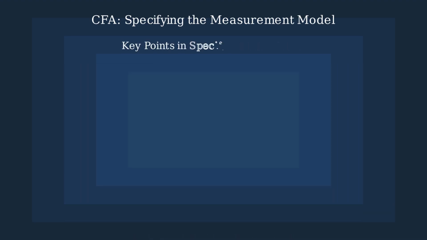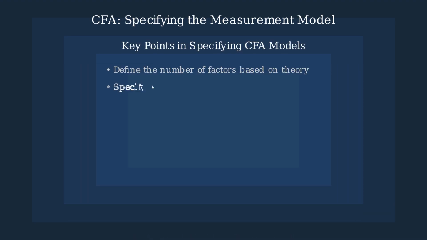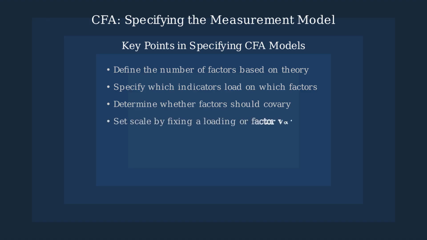When specifying a CFA measurement model, remember these key points. Define the number of factors based on theory. Specify which indicators load on which factors. Determine whether factors should covary. Set the scale by fixing a loading or factor variance, and account for measurement error in all indicators.